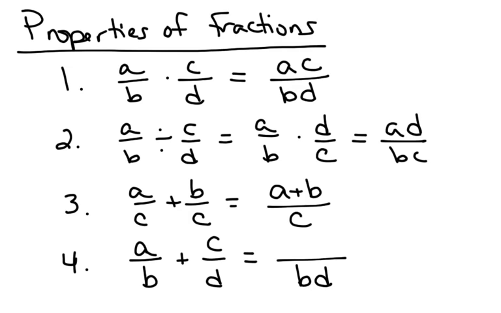The first fraction needs a d, so you would have a times d, plus the second fraction needs a b, so you would have c times b, or b times c, whichever order you want to write it in.